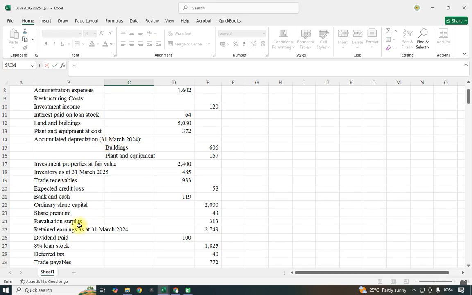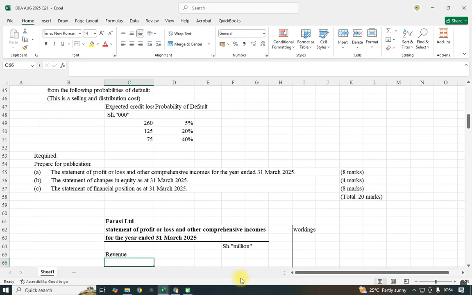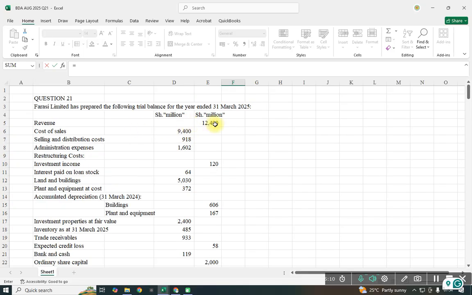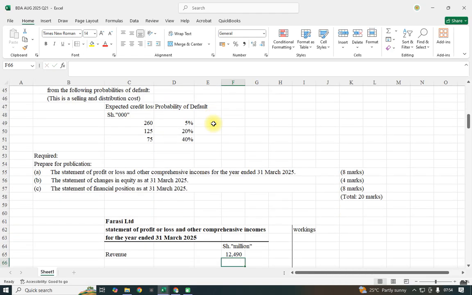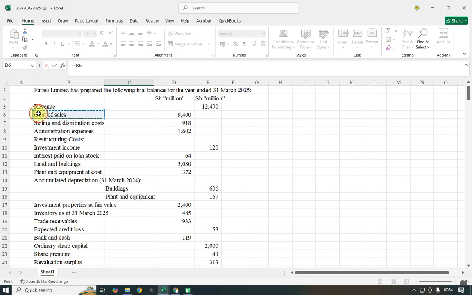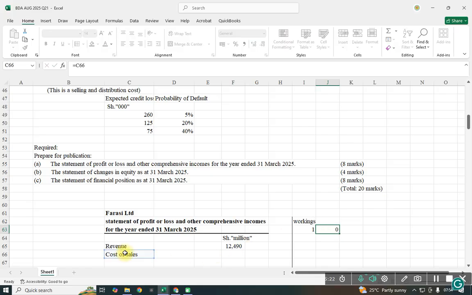Revenue, normally you don't have any adjustment to this. Our revenue, we had a value of that. Then you have the cost of sales, which you shall do a working for. Working number 1 for cost of sales, and we start as per trial balance.